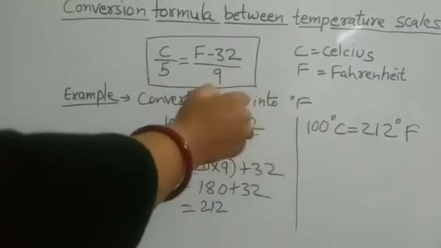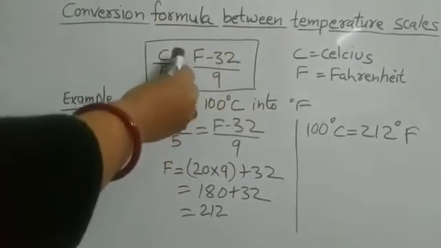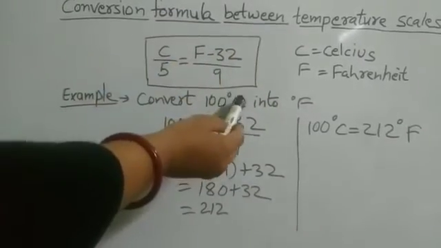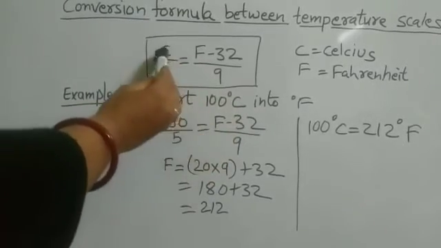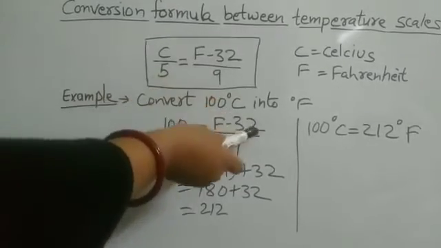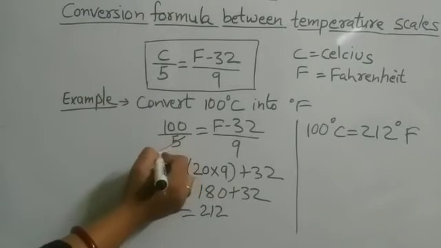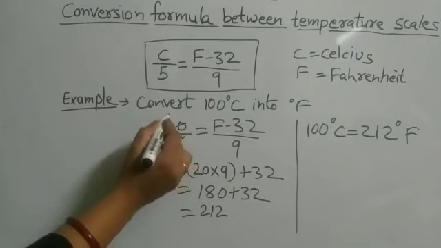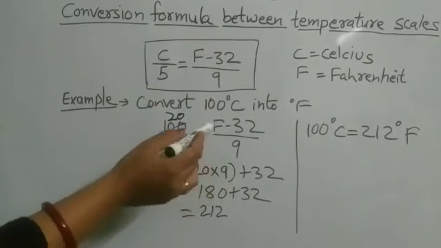What we will do? We will put this value in this formula. So we have Celsius value 100 degrees Celsius. We will put this 100 in this formula. So 100/5 = (F - 32)/9. Now 5 twenties are 100, so we get 20. Now we will cross multiply.